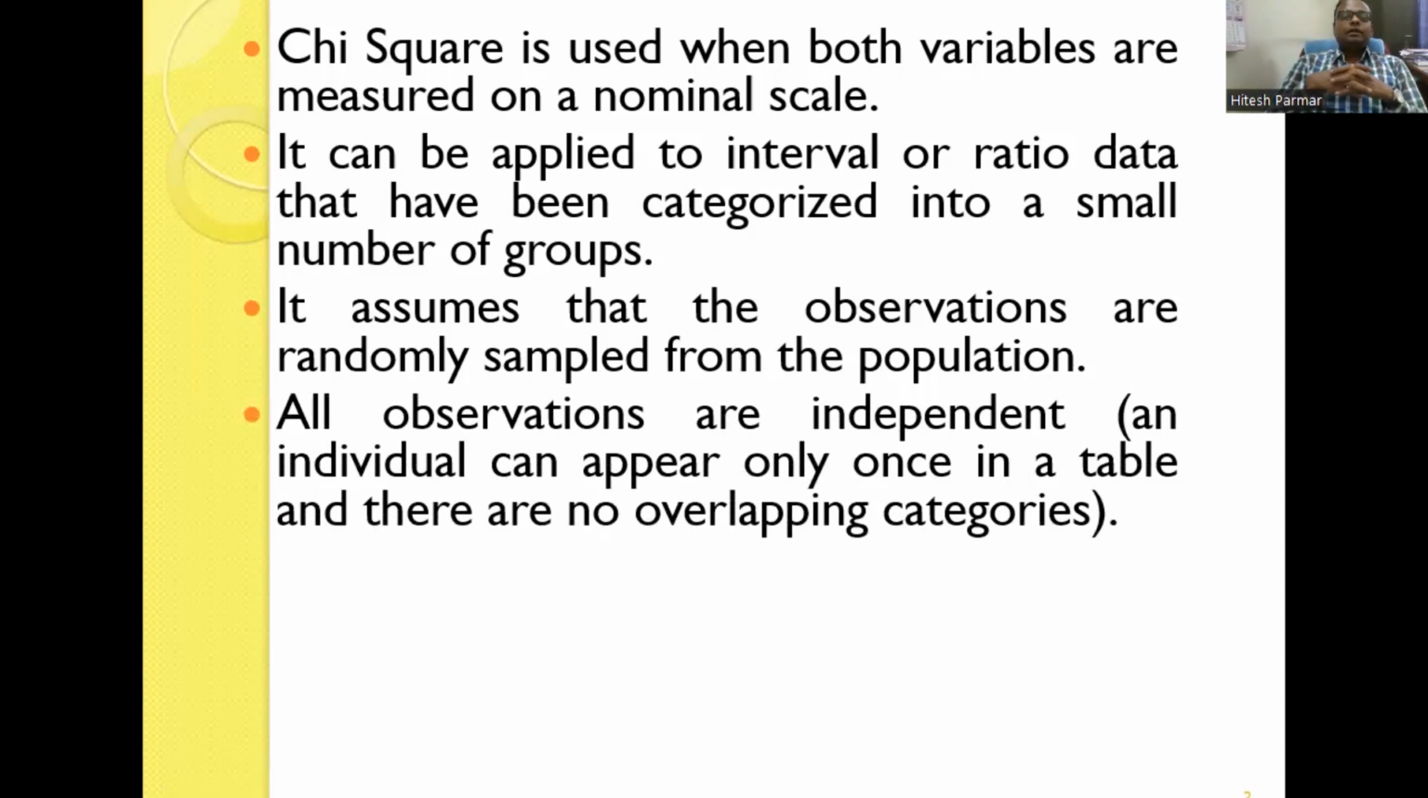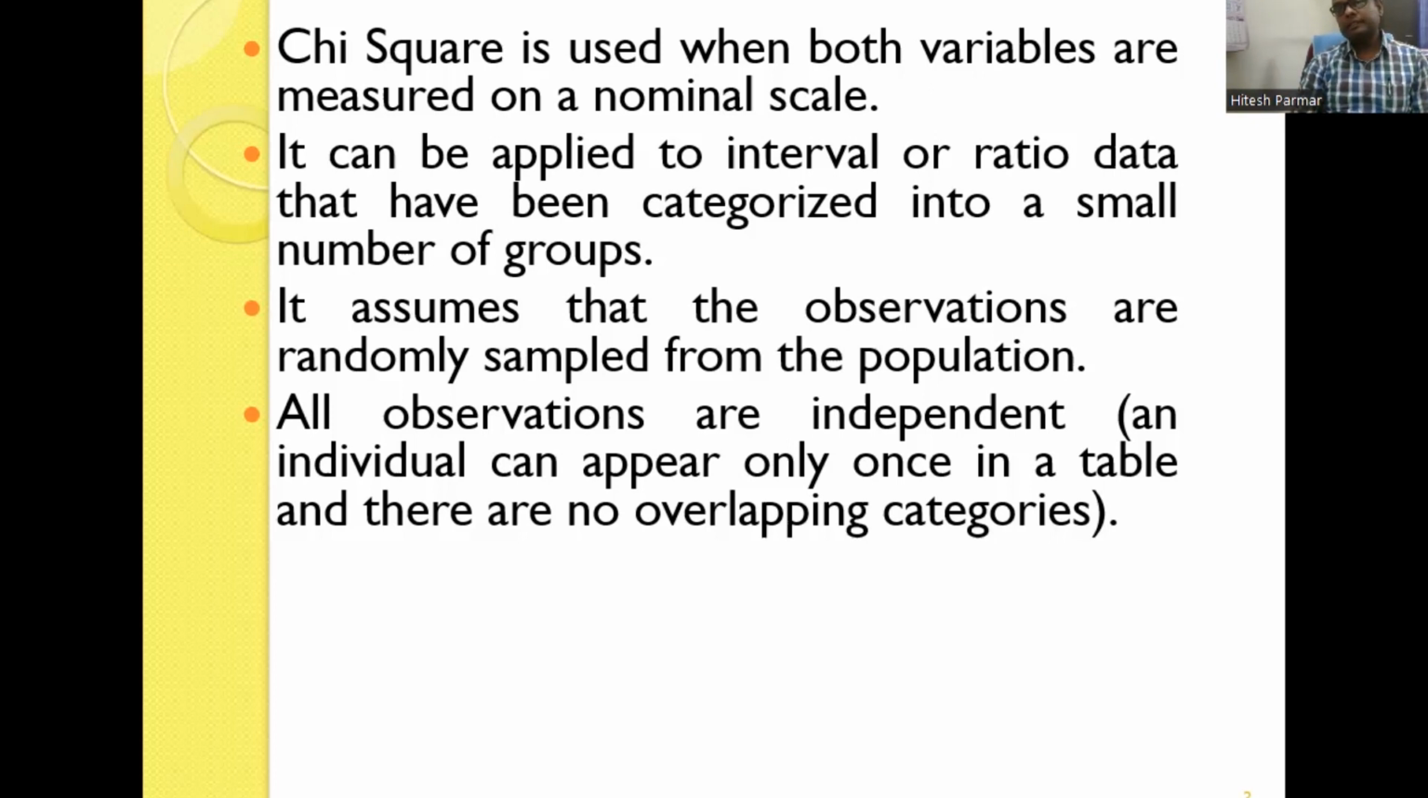Now, the next one is that all observations are independent. What do we mean by that? An individual can appear only once in a table and there are no overlapping categories. Right, so it means that all the data must be mutually exclusive. There should not be any overlap.